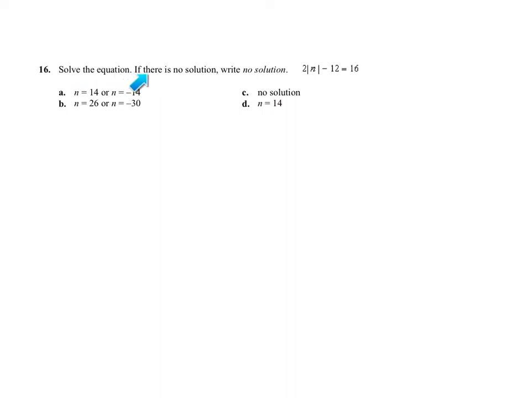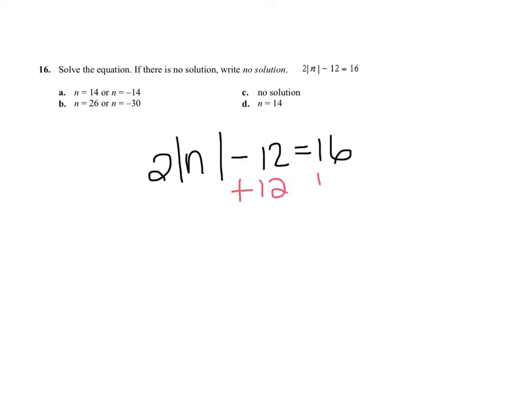Solve the equation. If there is no solution, write no solution. Let's go ahead and solve this one. 2 absolute value n minus 12 equals 16. So I'm going to add 12 to both sides. Remember, when we're solving for n, we do the opposite. We're not going to divide first. We're going to move this negative 12 over first, and then we're going to divide. Remember, it's kind of like the backwards version of PEMDAS.